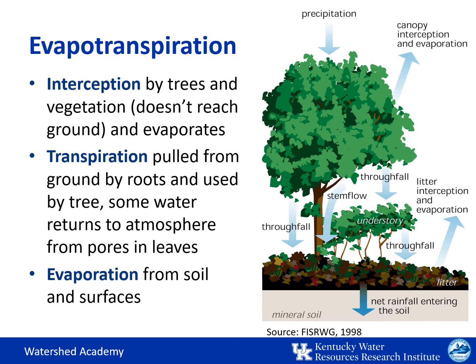It includes interception, so trees intercept the precipitation as it's falling and then it evaporates from there. In transpiration, water is pulled from the ground through the roots, used by the trees, and then some of the water is released into the atmosphere through the pores in the leaves. And then finally, evaporation both from the soil and from the surface releases water into the air. So the amount of vegetation in the area affects the amount of groundwater and surface water.